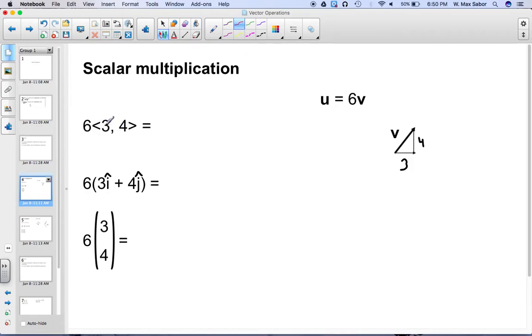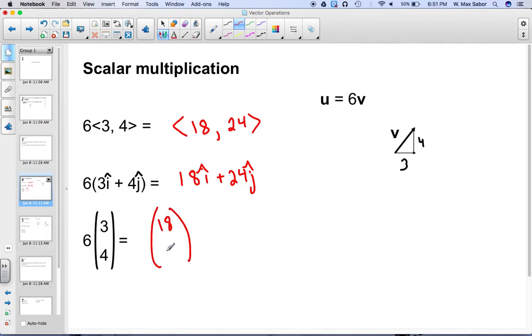So the first one we see is we would distribute the 6 into both components. So we would do 6 times 3 and get 18. We would do 6 times 4 and get 24. So scalar multiplication is just distributed into each component. Here, same idea happens. 18 i hat plus 24 j hat. Here we have matrix notation. 6 is being multiplied into both of these, so 18 and 24.